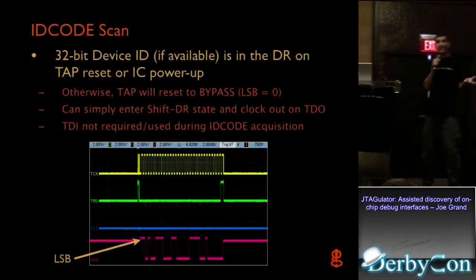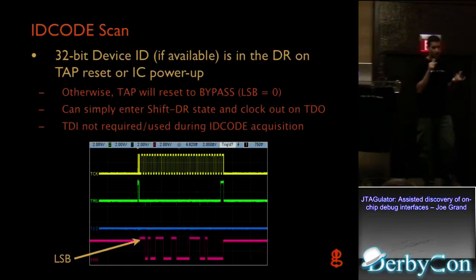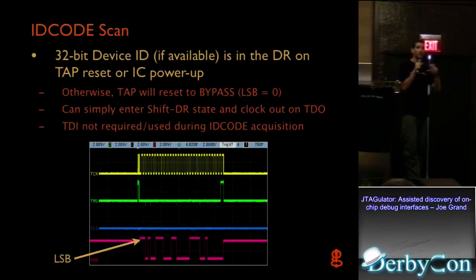Okay, so how are we actually detecting JTAG? That's an important thing. There are two different ways we're doing it. One is with the IDCODE scan, and we're assuming in this case that each device in the chain will have the device ID enabled, which is usually a pretty safe assumption, even though it's optional. If the device ID is enabled, it's going to be in the data register on reset, on reset of the TAP.